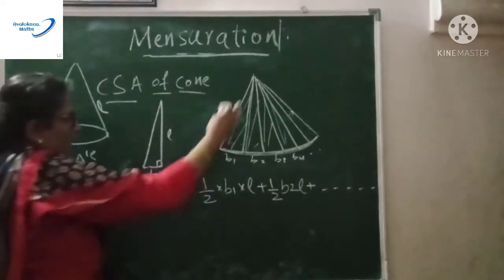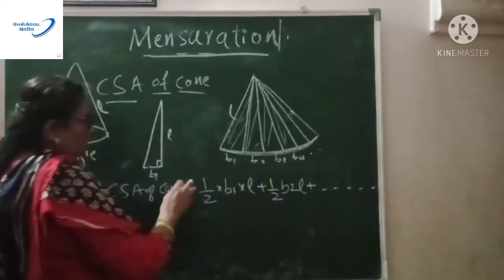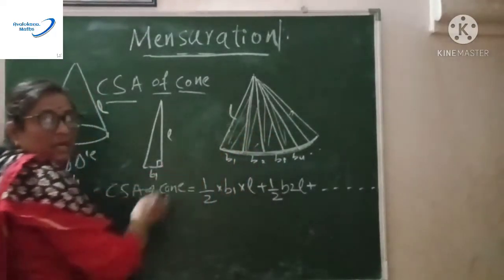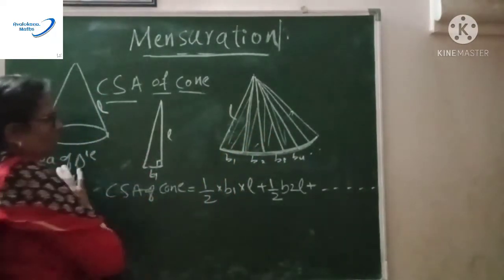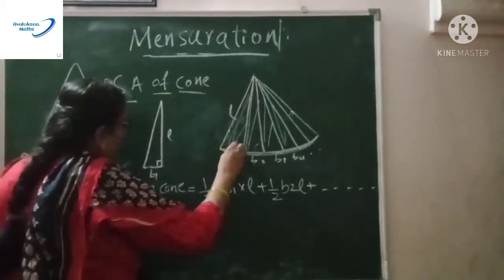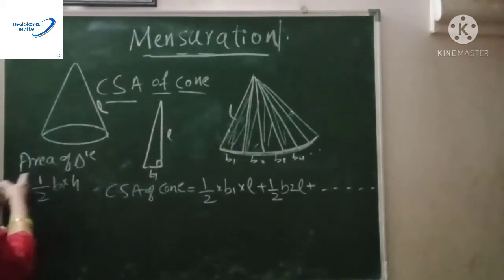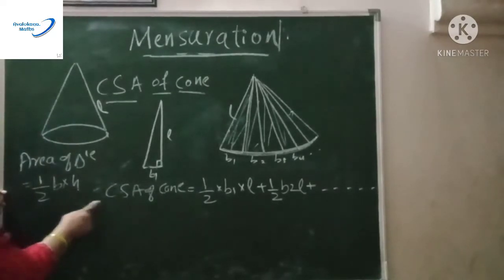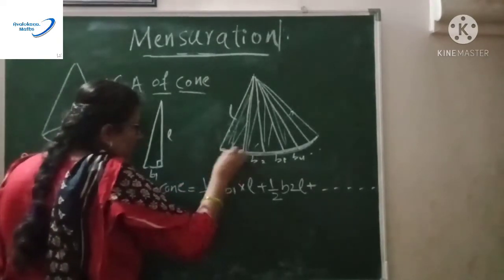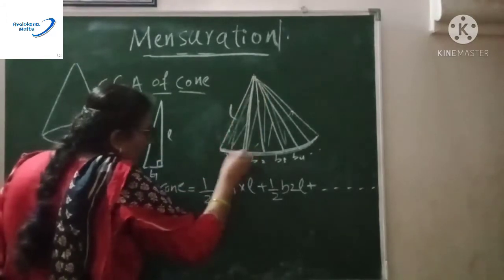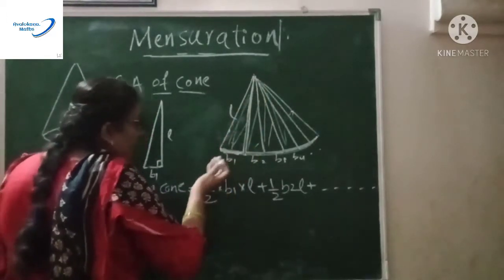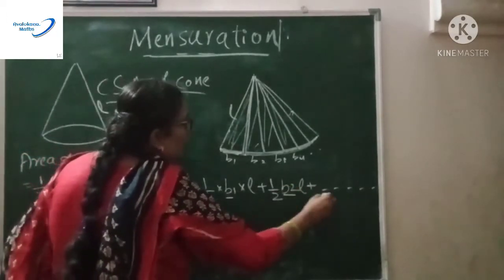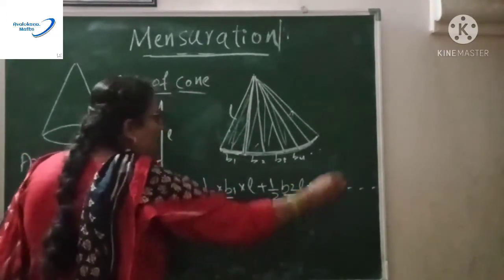Now this area is divided into a number of triangles. So finding the area of all the triangles and adding them gives the curved surface area of the cone. The area of a triangle is given by 1 upon 2 base into height. Here for this triangle, this is the base. It is divided into plane pieces; this is not curved. Taking a small part B1, then B2, and so on along this.